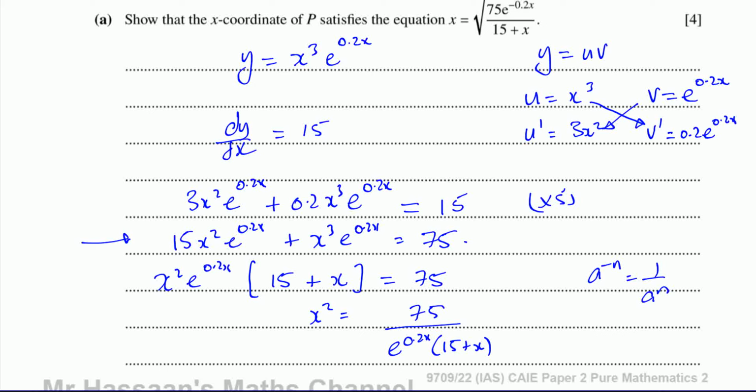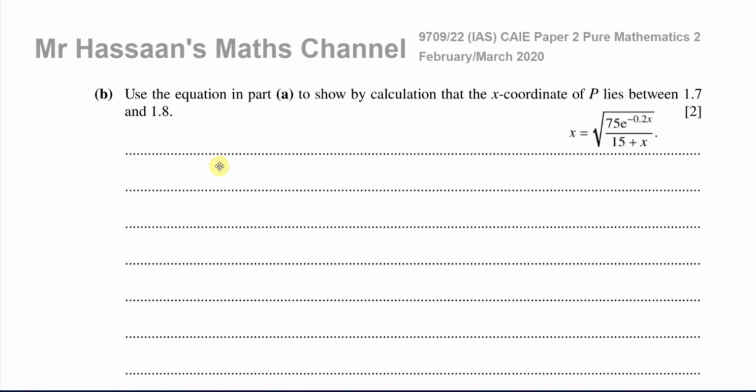So that's exactly what I'm going to do. I'm going to use it in this final form here. So I know that if I rearrange this to make it equal 0, I'll have x minus the square root of 75 times e to the power of negative 0.2x over 15 plus x. One of the reasons why it's good to use it in this form is because we already were given this form, so we know that this is definitely a correct form to use. So I'm going to rename this as f of x.